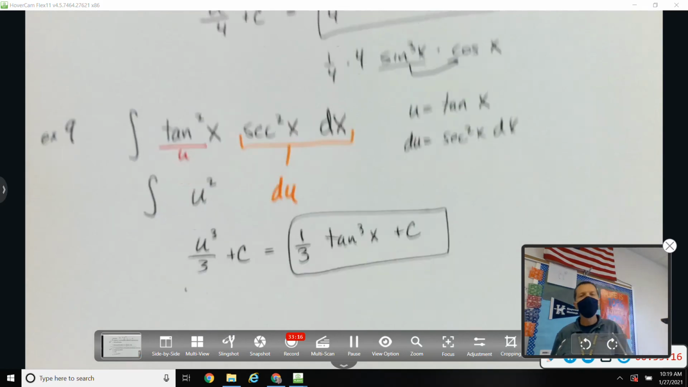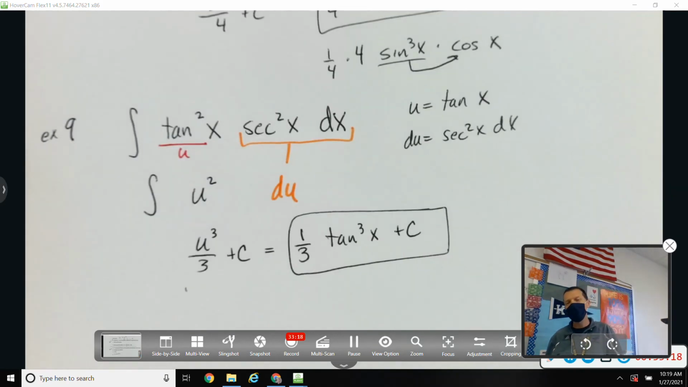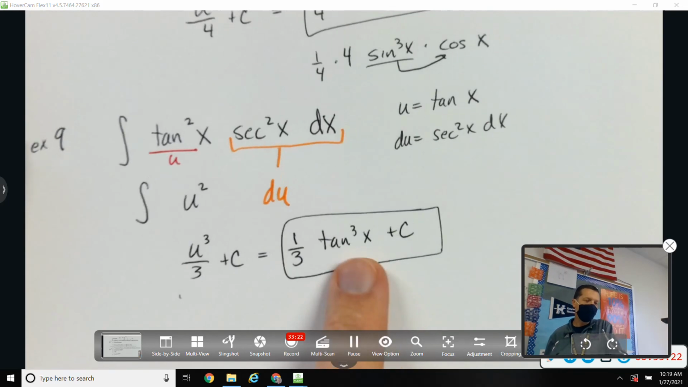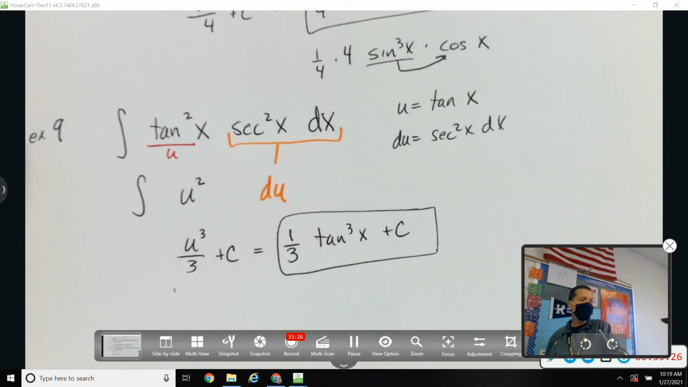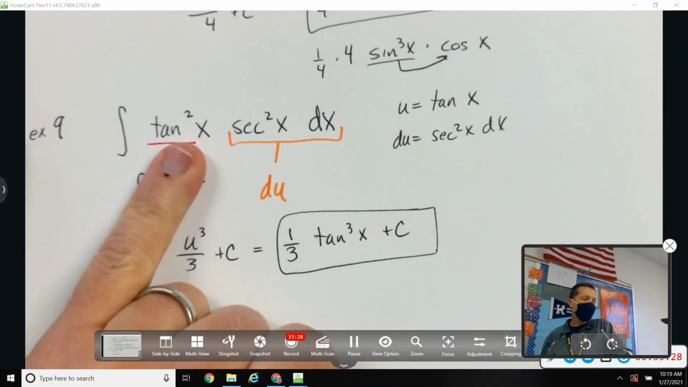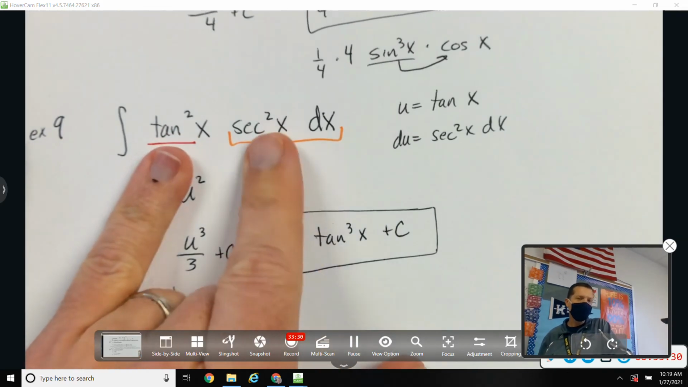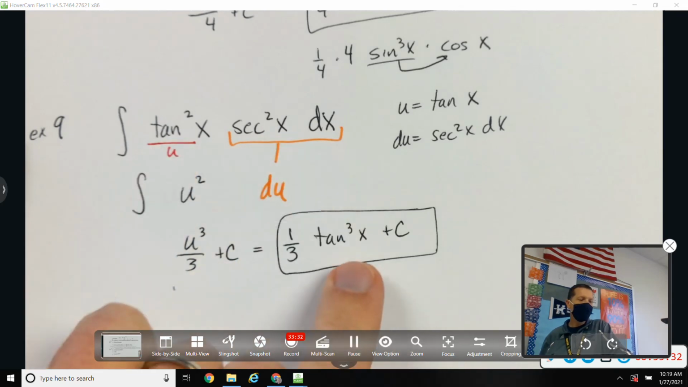And again, you could take a derivative if you wanted to check it. I'm not going to do it, but it wouldn't be too bad. 3 times a third would go away. Decrease the power by 1, you get the tangent squared. And then chain rule, derivative of tangent is secant squared. So just a mental check on that one, that it works out.